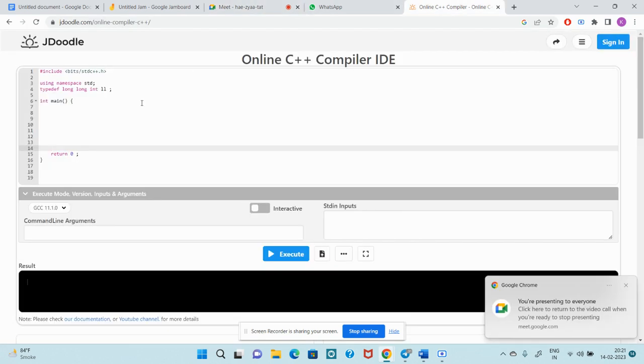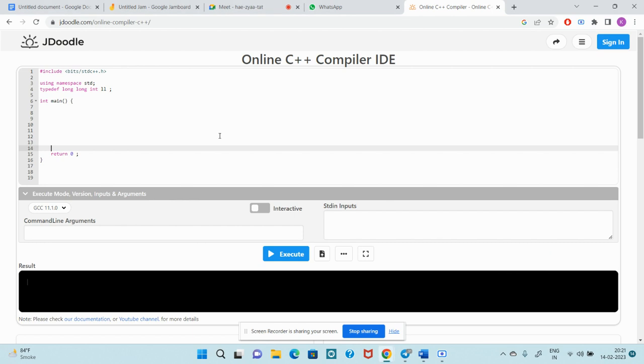Good. So guys, now let's discuss the brute force solution. This is very important.